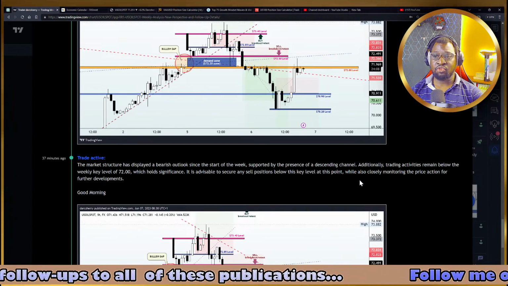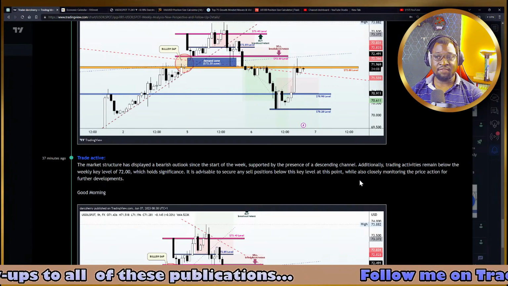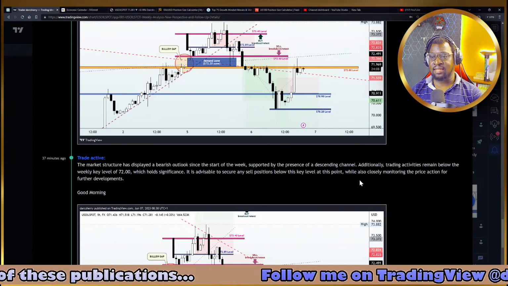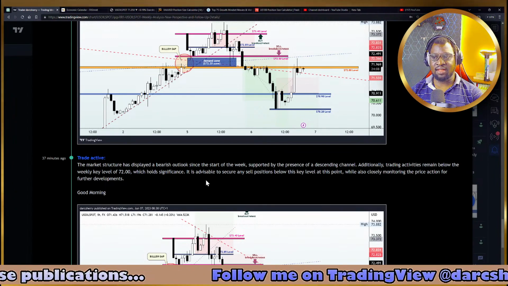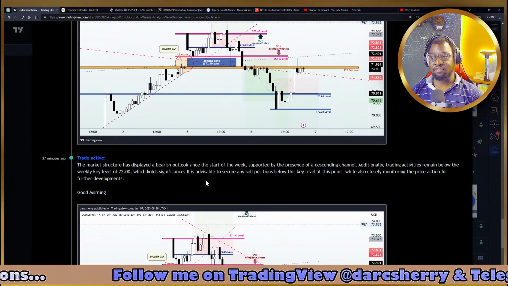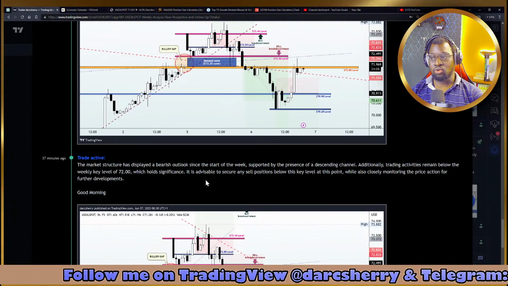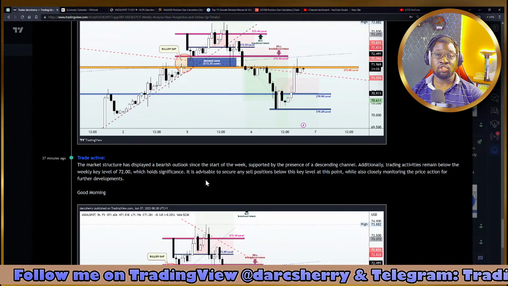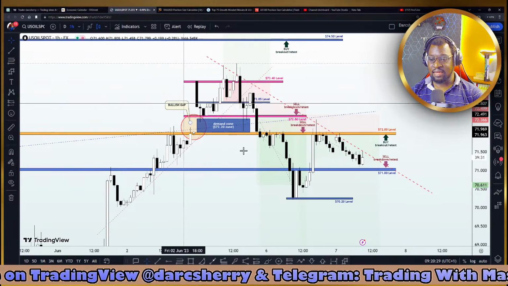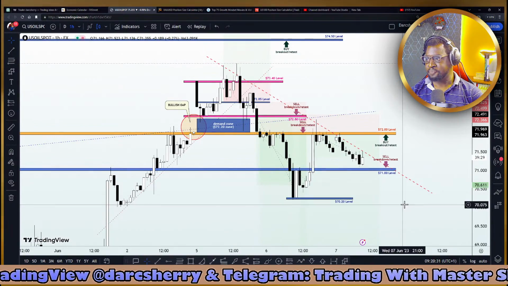Additionally, trading activities remain below the weekly key level. Remember, we had a key level at the $72 area. We are going to be looking at that in a moment, which holds significance. So it is advisable to secure any sell positions below this key level at this point, while we also closely monitor the price action for further development. So let's go back into the live chat and let's see what I was trying to explain here.